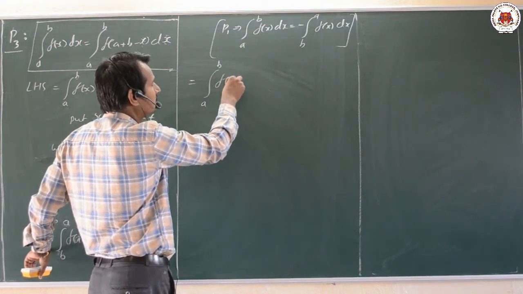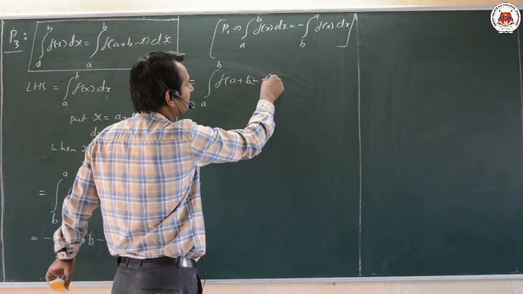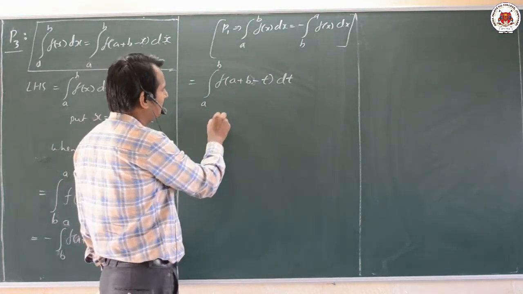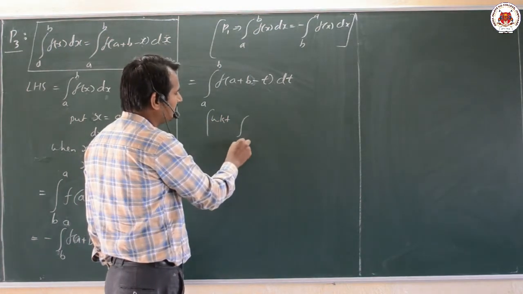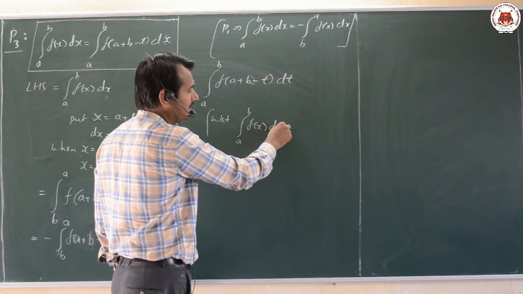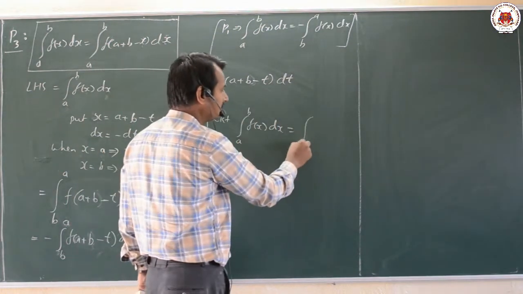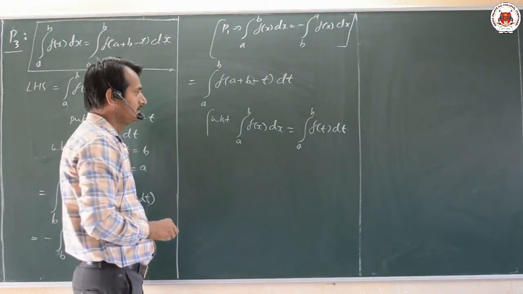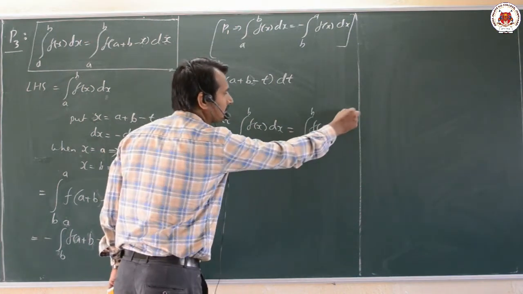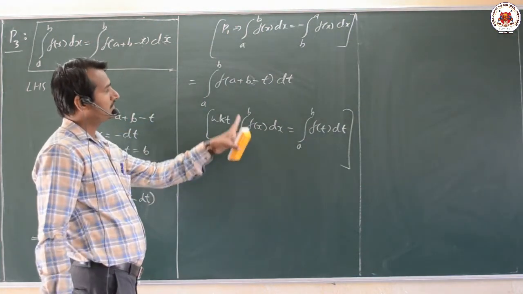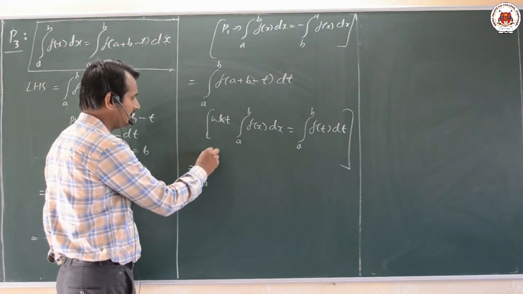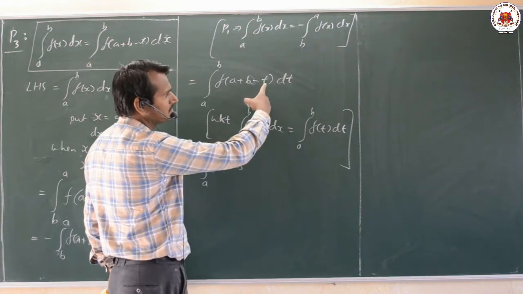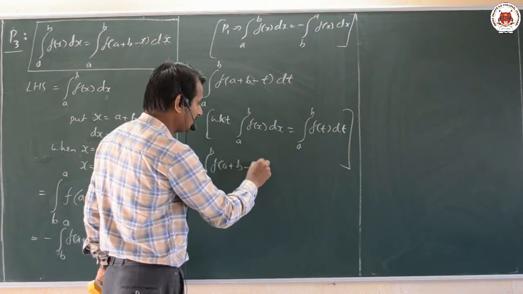That is the integral from a to b of f(a + b - t) dt. Now here again, by making use of the property, we know that the integral from a to b of f(x) dx is nothing but the integral from a to b of f(t) dt. Now I will substitute all these values here, which is equal to the integral from a to b of f(a + b - x) dx, changing t to x.